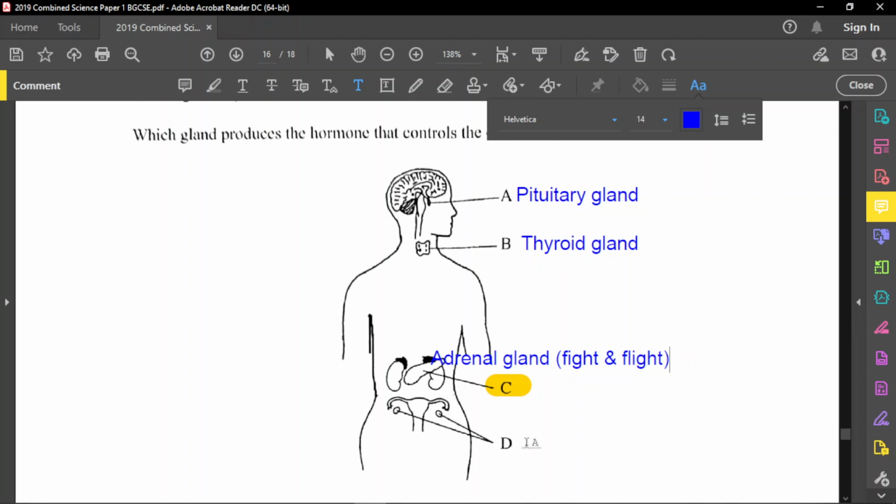All right, and D is the ovaries. So this is a female here. So those are the ovaries, not ovary, but ovaries, and ovaries produce estrogen and progesterone as we know.